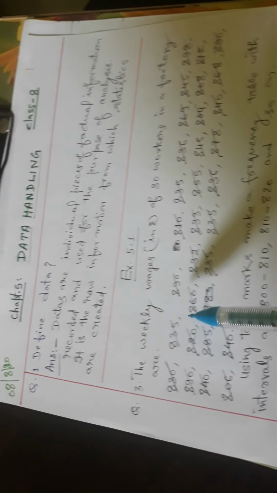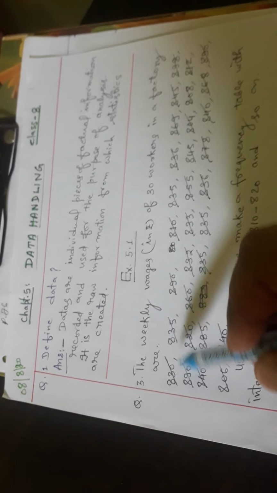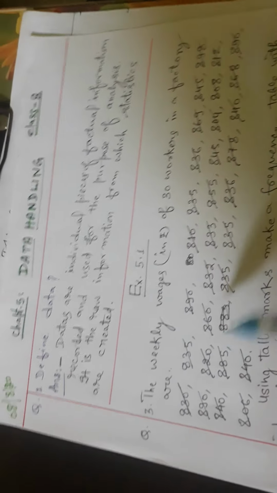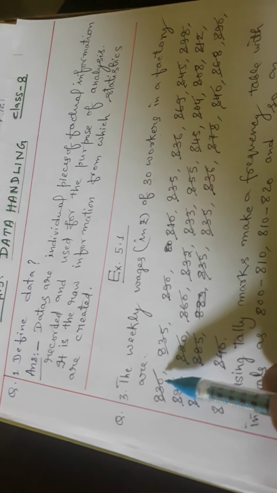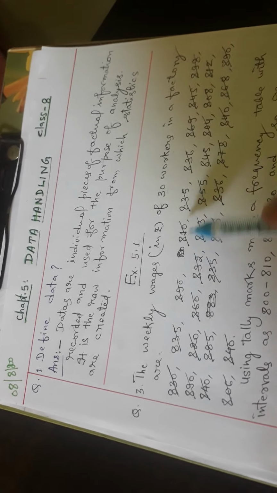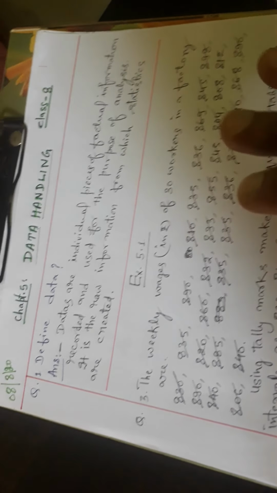So yesterday also I was telling that these numbers 830, 835 and all this, these are the money. One labor got 830 rupees in 1 week, another labor 835 in the same week. Another labor got 890, another 810. Likewise, all the 30 workers, their wage means pay in 1 week. They have worked for 1 week and they received the wages for 1 week. These are all the wages: 830, 835, 890, 820, 840.